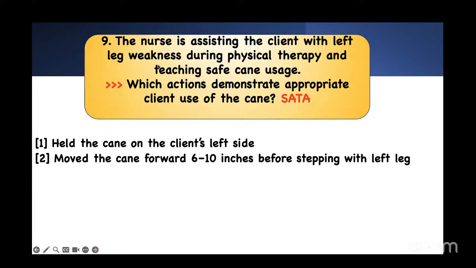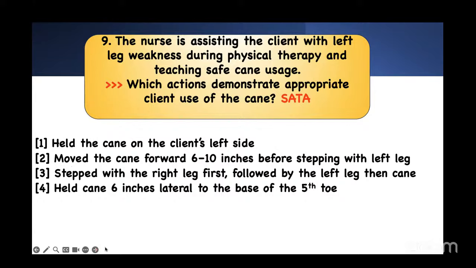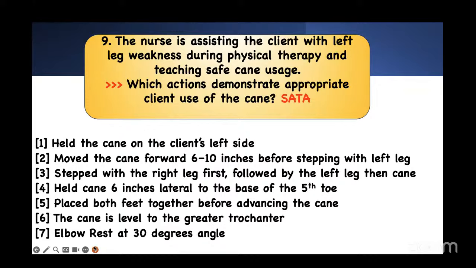Hold the cane on the left side and move the cane forward 6 to 10 inches before stepping forward. Do you hold the cane 6 inches lateral to the base of your fifth toe? Do you place both feet together before advancing the cane? Or the cane is level to the greater trochanter? The elbow rests at 30 degrees. So these are the things the client is doing.